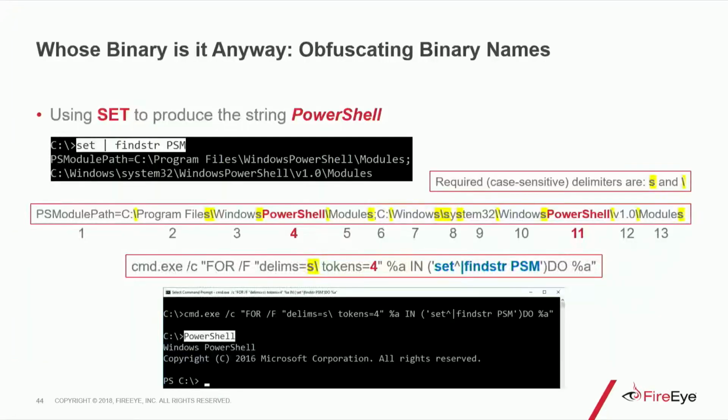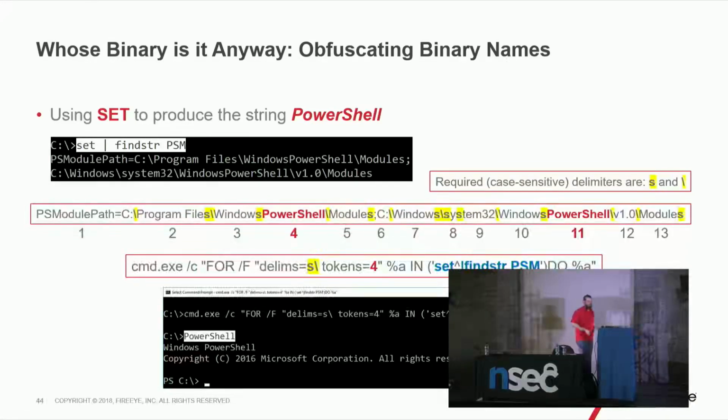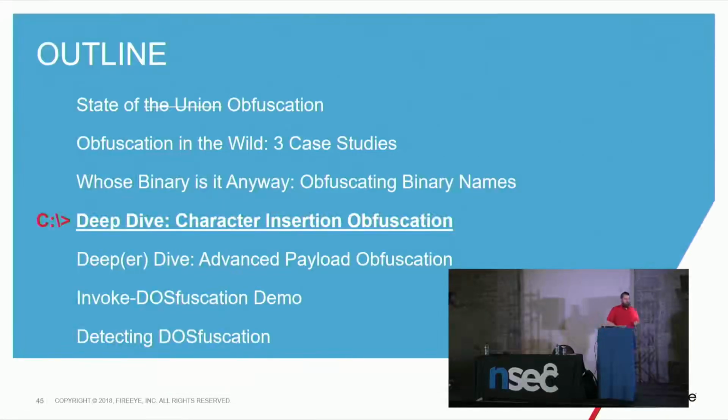So, real quick, why this is important: if you're looking at process executions, you're going to see cmd.exe run, and nowhere in that argument is it going to be the string PowerShell. But you're obviously still going to see PowerShell run as a child process. So this isn't removing the process execution, but it's changing the dynamic indicator itself within the calling process. So that was binary name obfuscation, just a quick look at that.